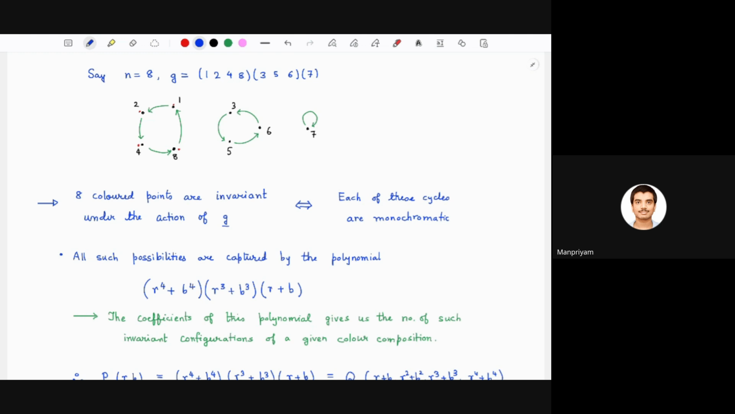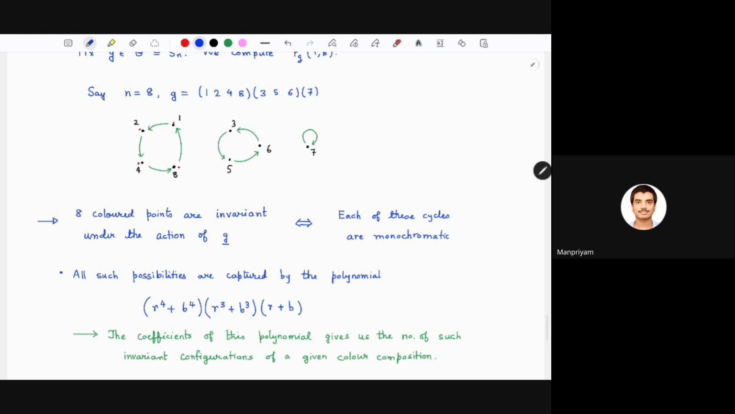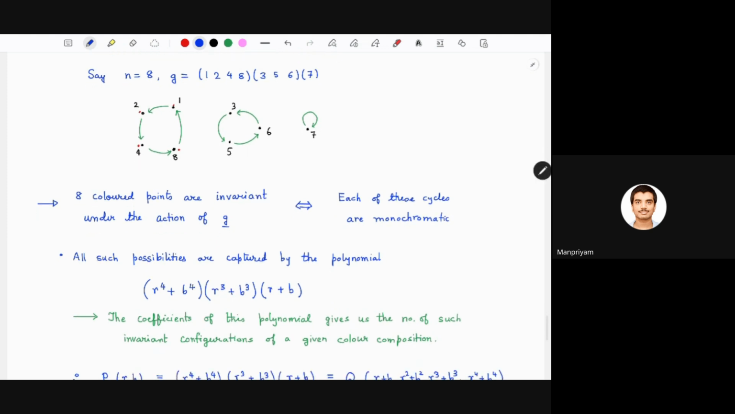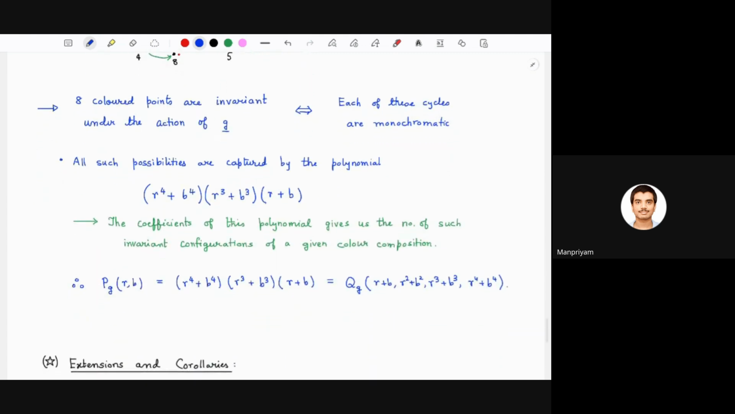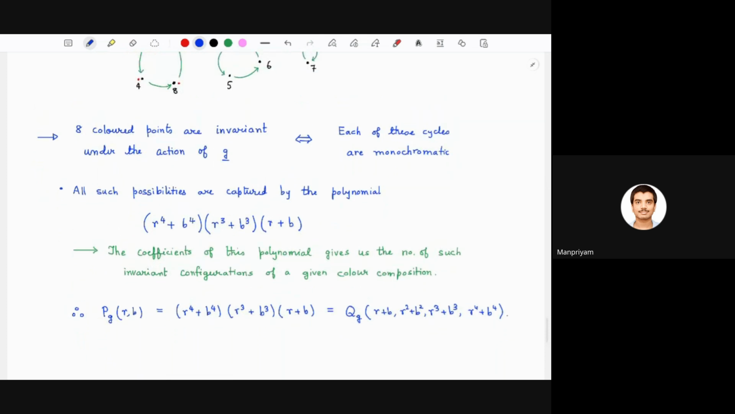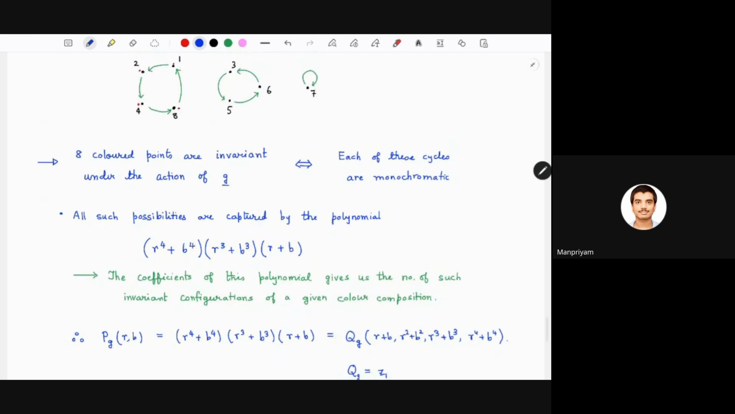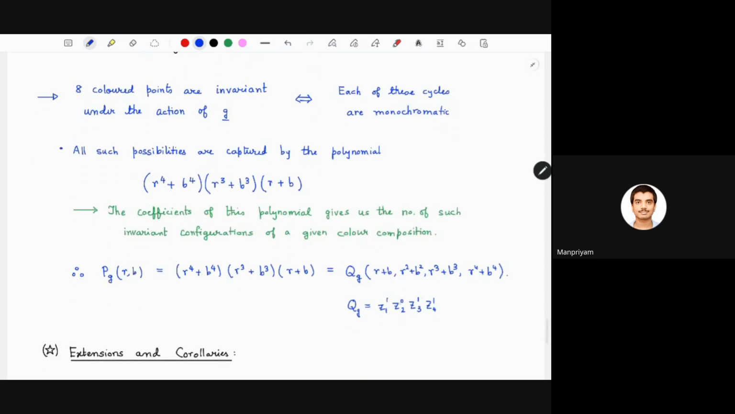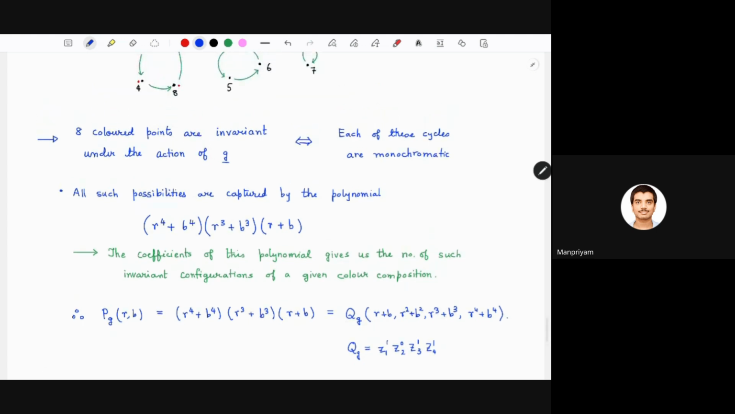And the coefficients of a polynomial constructed like this precisely give us the number of invariant configurations. So in our case, Q_G would be Z1 to the power 1, since there's a 1 cycle, there are no 2 cycles, there is a 3 cycle, and there is a 4 cycle, and this is precisely what it corresponds to.